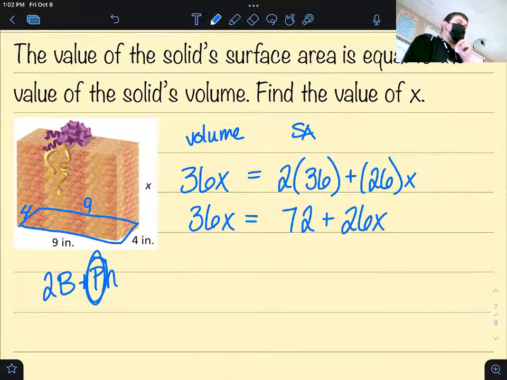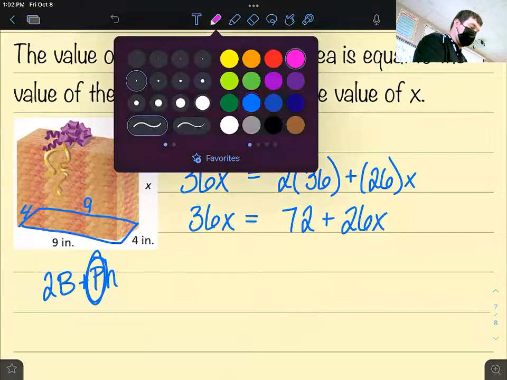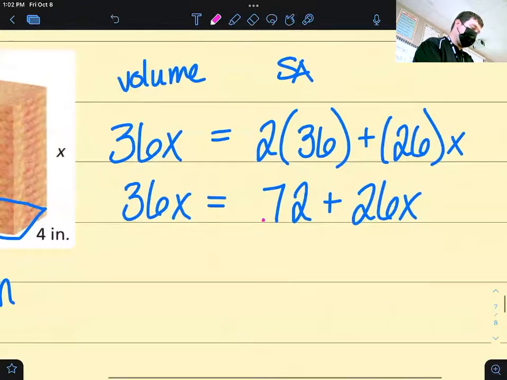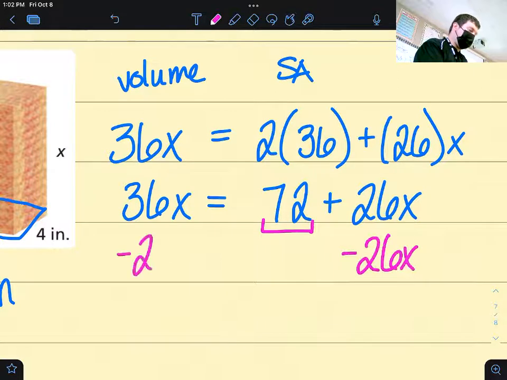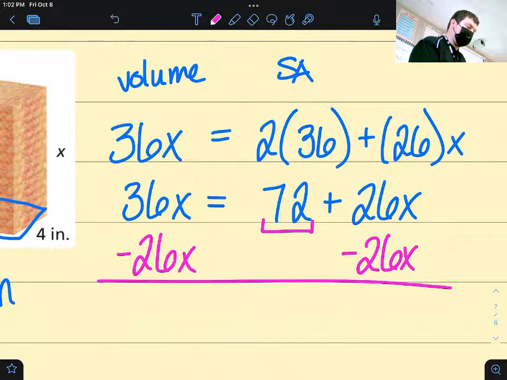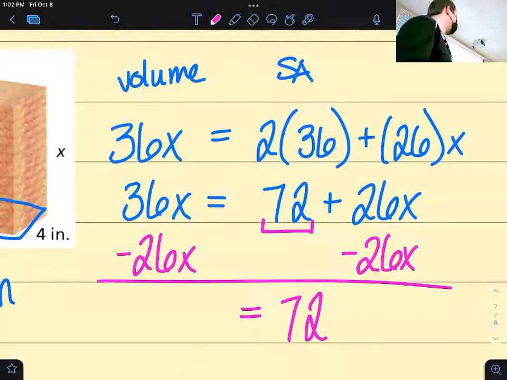I've got a variable term on both sides. I want to move to one side. And since I've already got a constant term right here, and I don't have one on the other side, let's go ahead and just subtract the 26X from both sides, and move it to the other side. So the 72 is on its own side, the constant term's on its own side, and then the variable term will be on its own side. Christian, what's 36X minus 26X? Awesome.